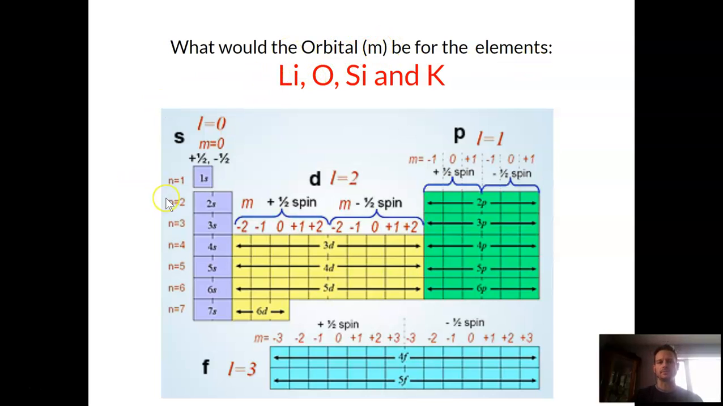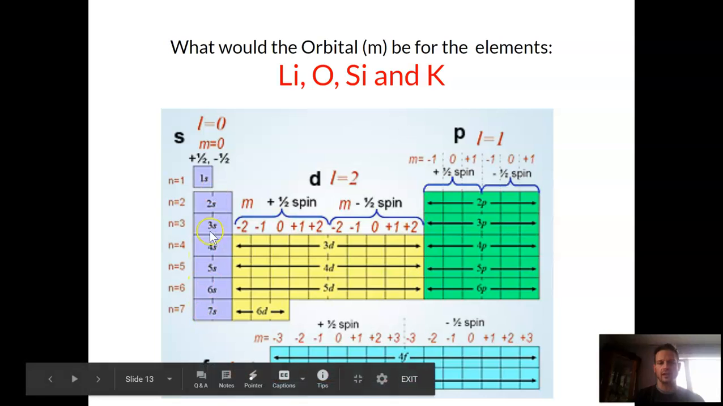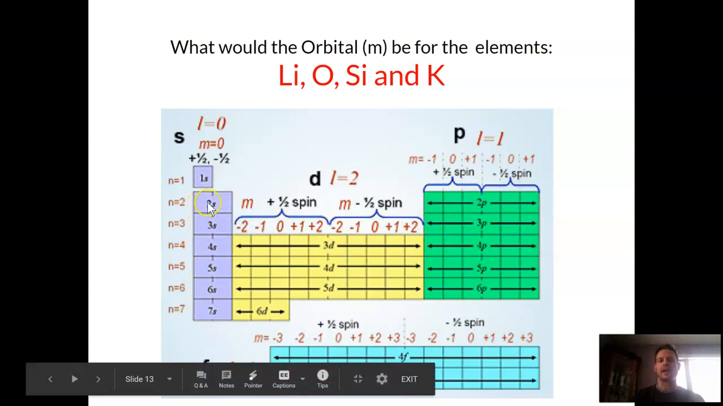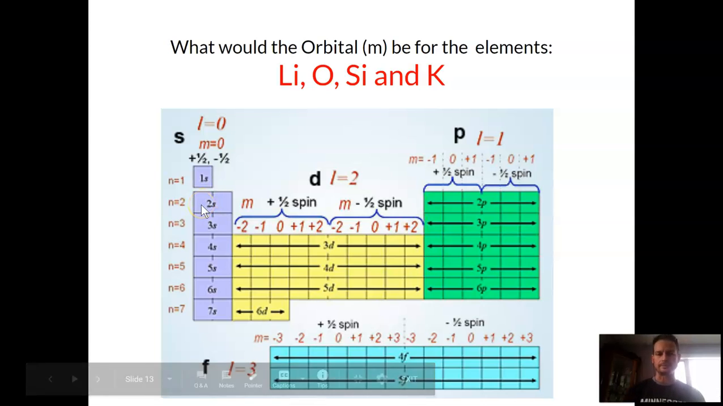So if I'm lithium, and I know lithium's right here, my principal quantum number is 2, my sublevel is S, and then my orbital is that number L, or that number M, sorry. And that is always a 0 because I only have 1 street. So over here I have 1 street. I can have 2 houses on that 1 street. We're going to talk about that next, but I am the 0.